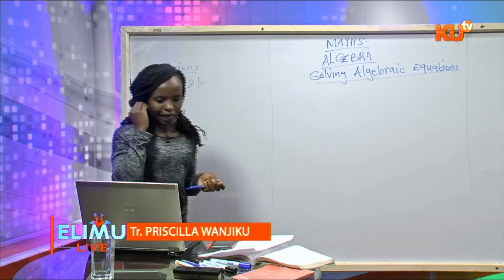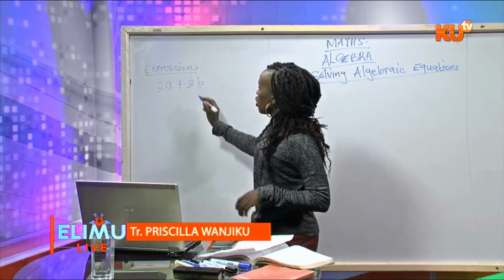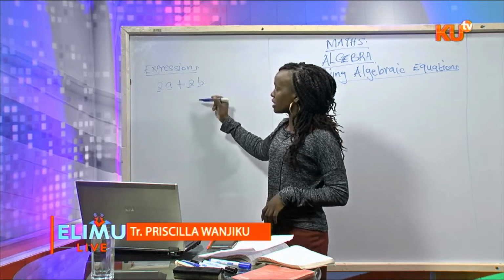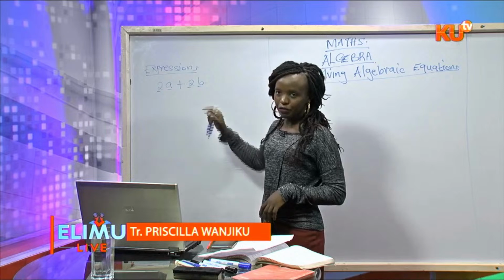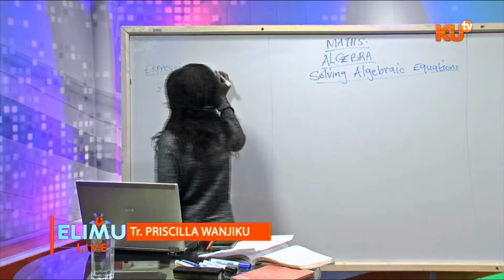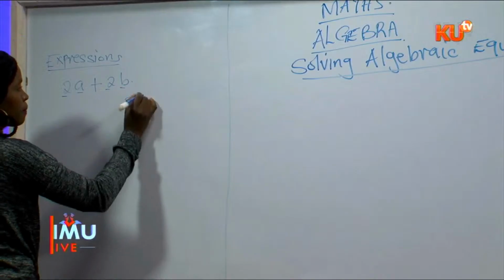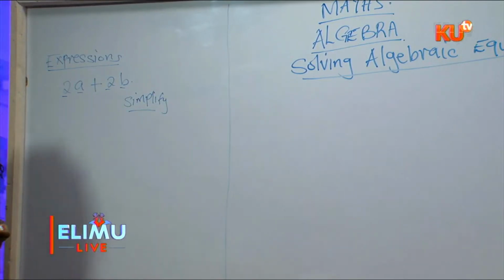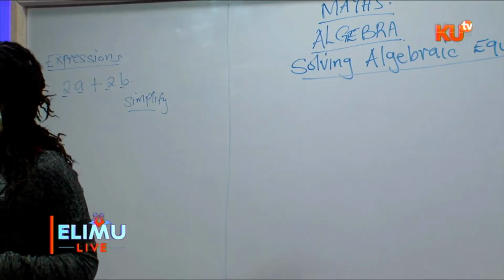So an algebraic expression does not have the equal sign. Because it doesn't have an equal sign, we cannot solve it. We can only simplify. So algebraic expressions are not solved, they are only simplified.